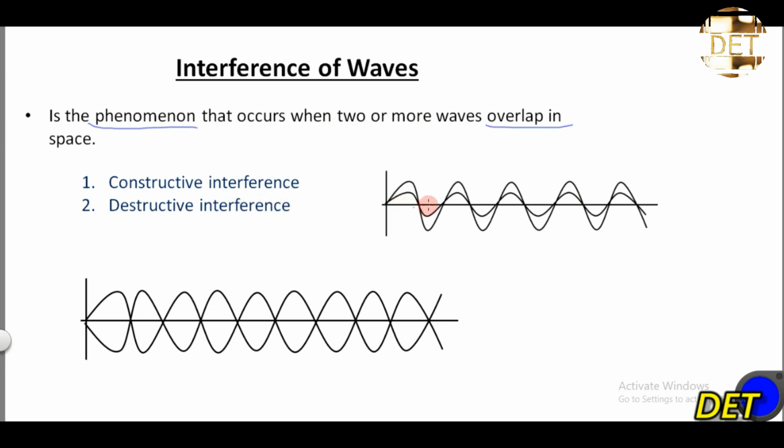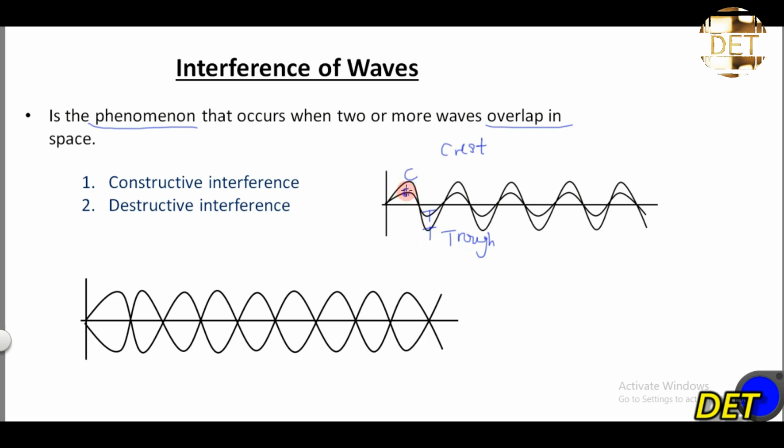So a constructive interference occurs when two crests or two troughs meet. So this is a crest. Crest, like I said, is the upward maximum displacement. So there are two waves here. This is the crest of the first wave and this is the crest of the other wave. So when two crests meet and two troughs meet, a trough is the maximum downward displacement. So this is a trough. This is another trough for the other wave.